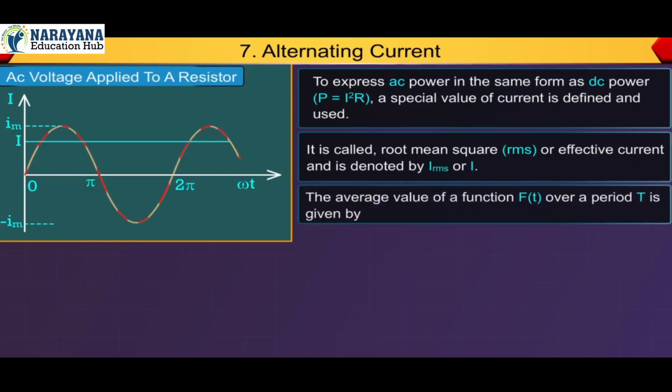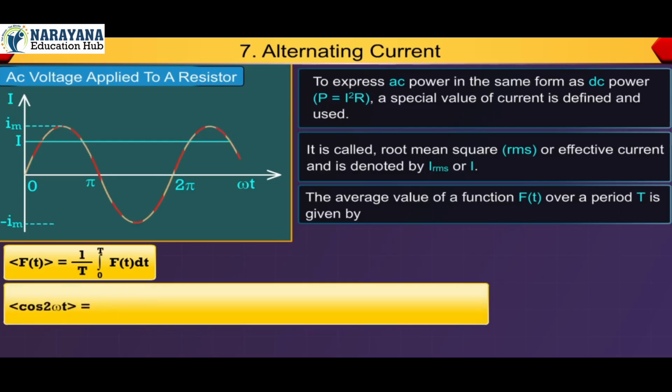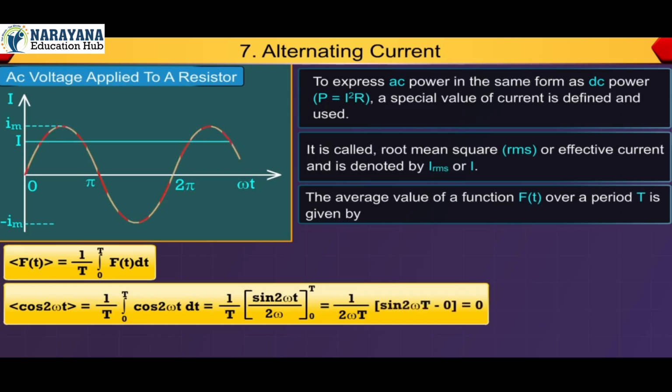The average value of a function f(t) over a period T is given by ⟨f(t)⟩ = (1/T) ∫ from 0 to T of f(t) dt. The average of cos 2ωt is equal to (1/T) ∫ from 0 to T of cos 2ωt dt = (1/T) [sin 2ωt / 2ω] from 0 to T = (1/2ωT) [sin 2ωT − 0] = 0.